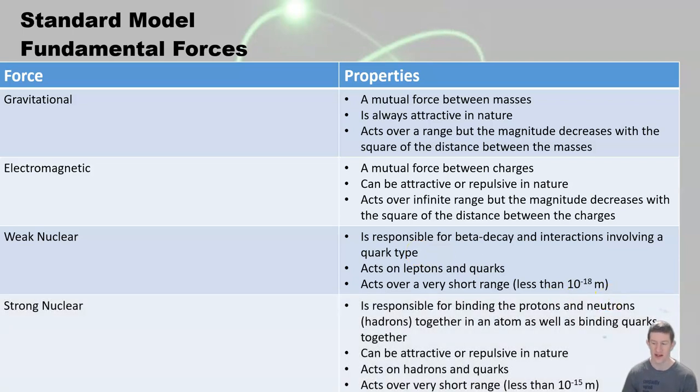Then we've got the strong nuclear. So this is a bit more common. This is the one that we talked about last year. This is the thing that binds the protons and the neutrons, which we'll later find out are actually hadrons. It binds them together in the atom, as well as binding quarks together. The strong nuclear can be attractive or repulsive. It acts on these hadrons and quarks, and again, very, very short range. Not quite as short as the weak nuclear, but still 10 to the negative 15 meters.